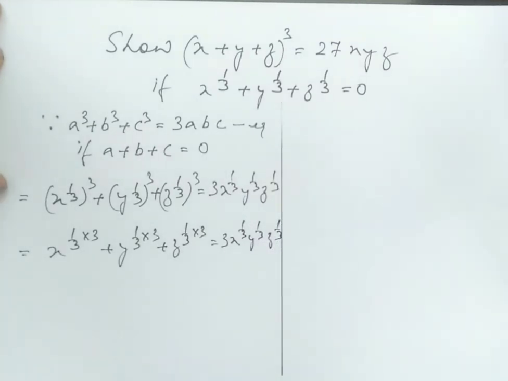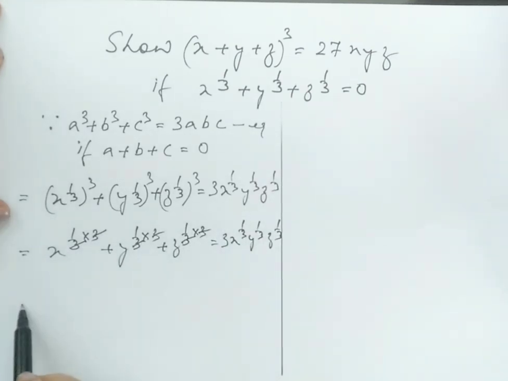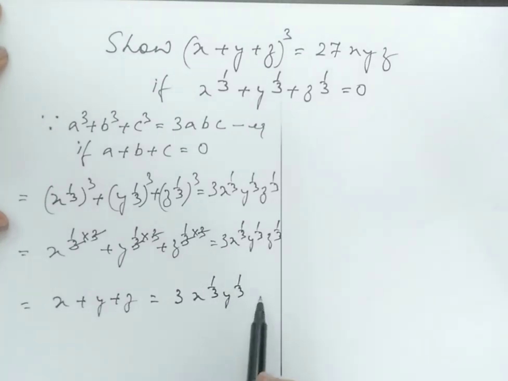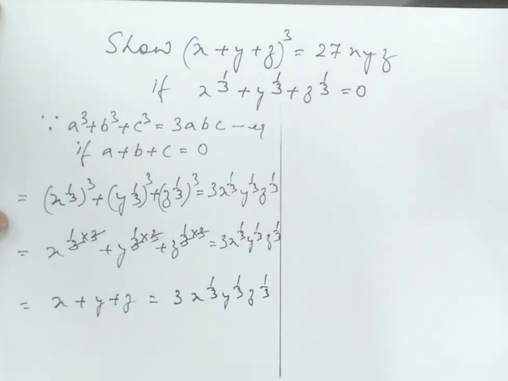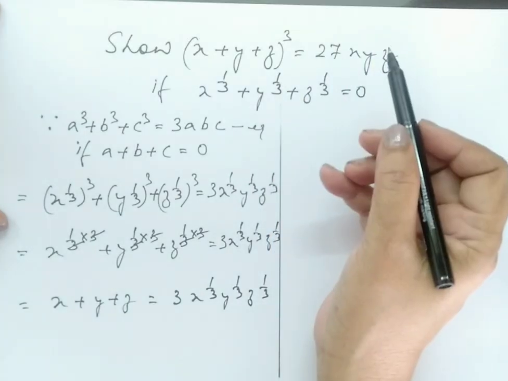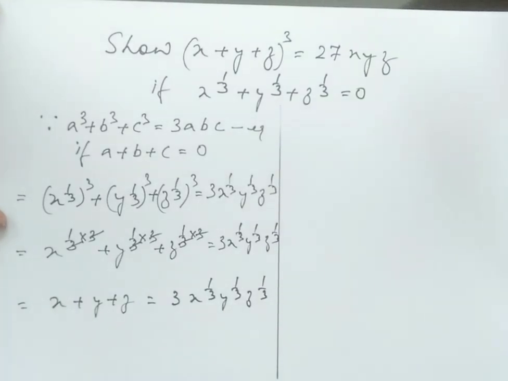So we can very well cancel the 3's and obtain at least this inner portion of our equation, x plus y plus z, which will be equal to 3 x to the power 1/3, y to the power 1/3, and z to the power 1/3. So next, what are we asked to do? To cube it. So we'll cube both the ends, the LHS as well as RHS.